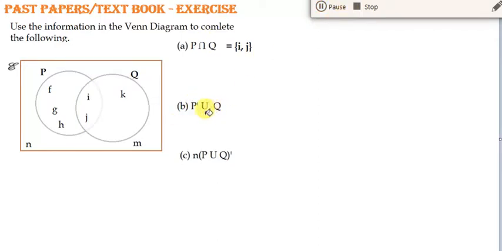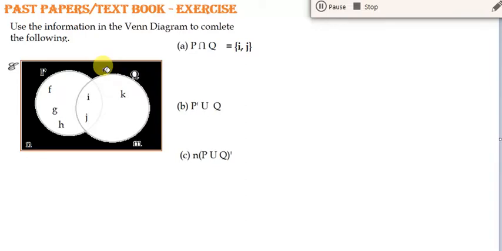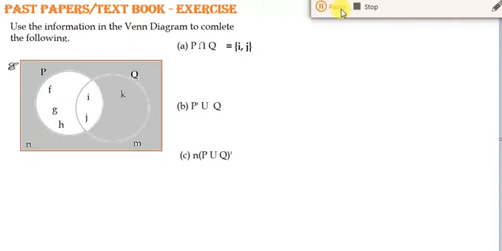For part B, we have to find out P dash union Q. Now as far as P dash is concerned, the region outside P is called P dash. So this is P dash, that is the elements of this set are K, M and N. Union Q. Now union Q means if you include Q, then this region. So the shaded region is P dash union Q. This is the answer for P dash union Q.